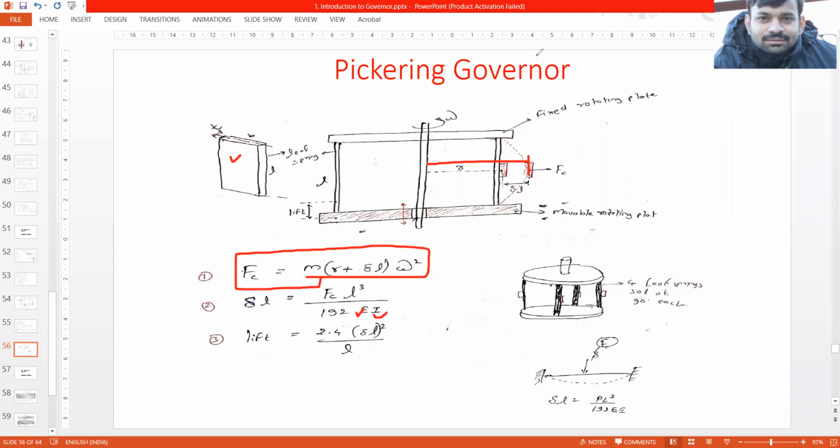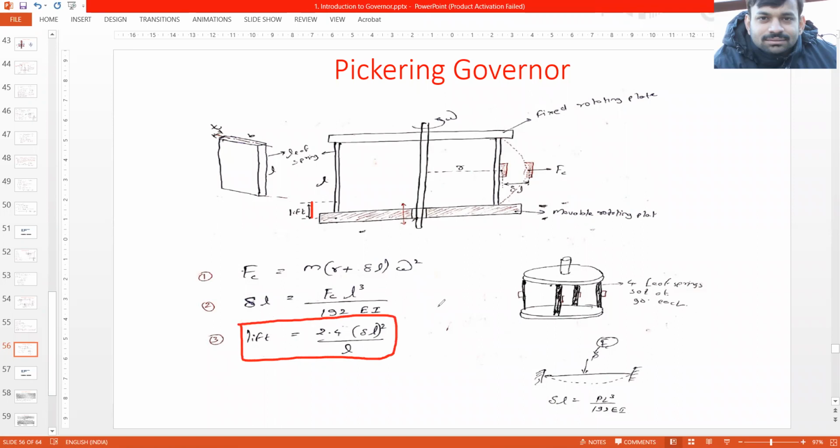And there's a standard formula for the lift, how much it will lift. It would be 2.4 into delta L square divided by L. So these are the expressions which would be used for determining the values in case of Pickering Governor. In this configuration there are 4 leaf springs, and they are each at an angle of 90 degrees to each other. If you see the top view, this is where the spindle goes, and the springs would be mounted over here, 90 degrees apart from each other.